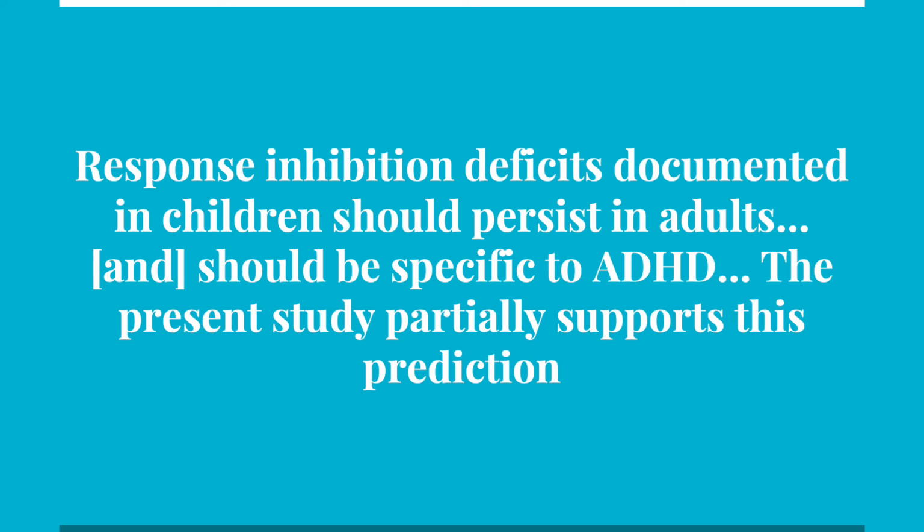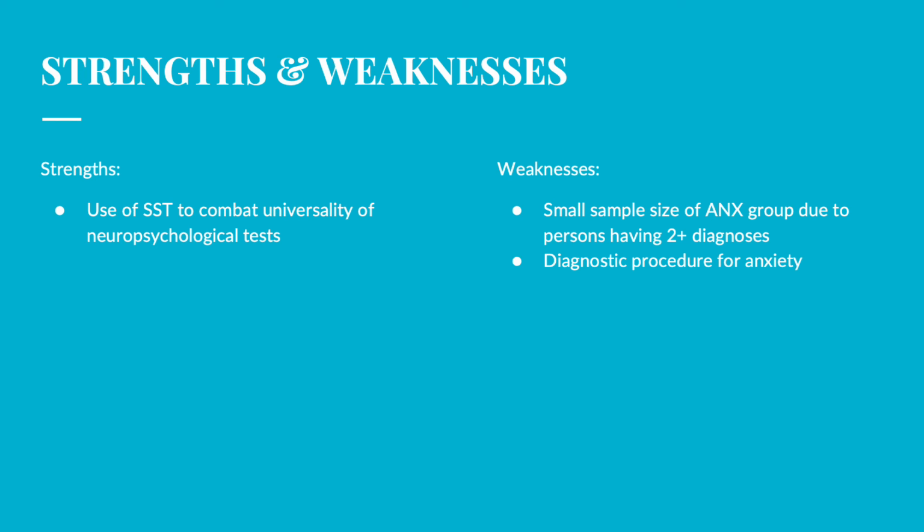This study partially supports this prediction by finding similar results in adults with ADHD as children with ADHD on the continuous performance test. Additionally, the results could provide support for the specificity of deficits in response inhibition. Strengths of the study include the use of the stop signal task due to the global nature of other neuropsychological tests, because it was thought that they measure other constructs besides impulsivity such as IQ.